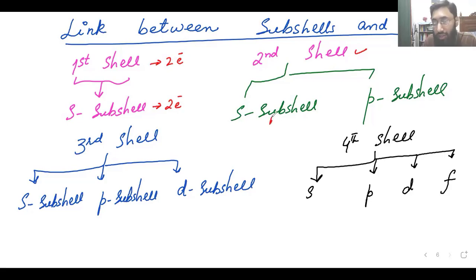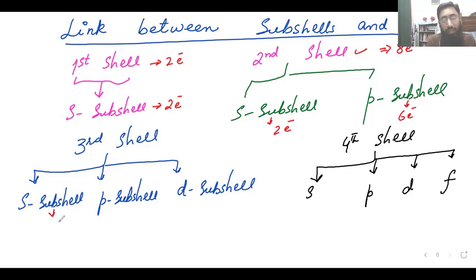An S subshell, remember, always accommodates maximum 2 electrons. It means an S subshell cannot accommodate more than 2. Similarly, a P subshell accommodates maximum 6 electrons. So total, S subshell accommodates 2, P subshell accommodates 6, so total it becomes 8. And yes, the second shell can accommodate maximum 8 electrons.